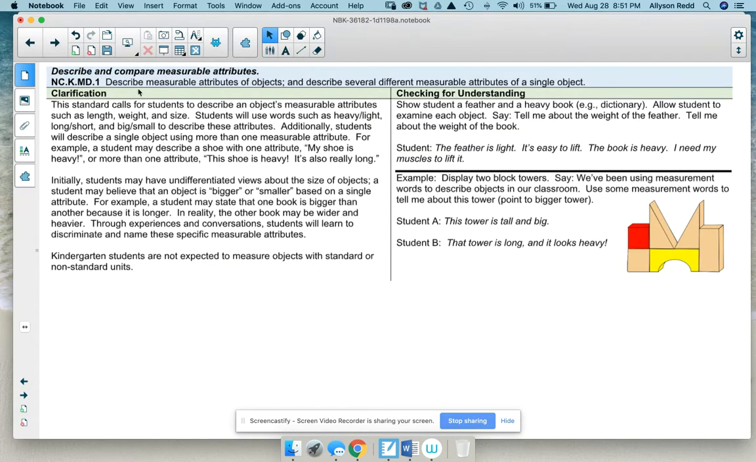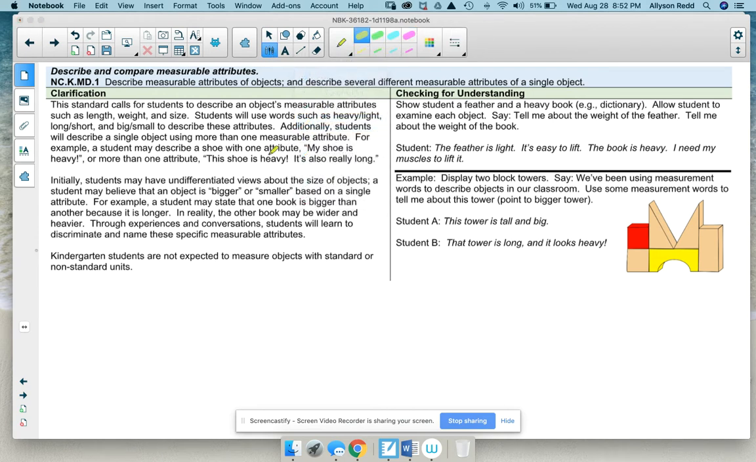Okay, just in case you haven't seen this, the unpacking document, I think we went through some of this just a minute ago, but just a few things worth mentioning here. Talking again about attributes. Shoe is heavy. It's also really long. They may start comparing objects bigger or smaller. But through experiences and observations, they are going to learn to discriminate. It's a big word, right? Meaning tell the difference between objects.